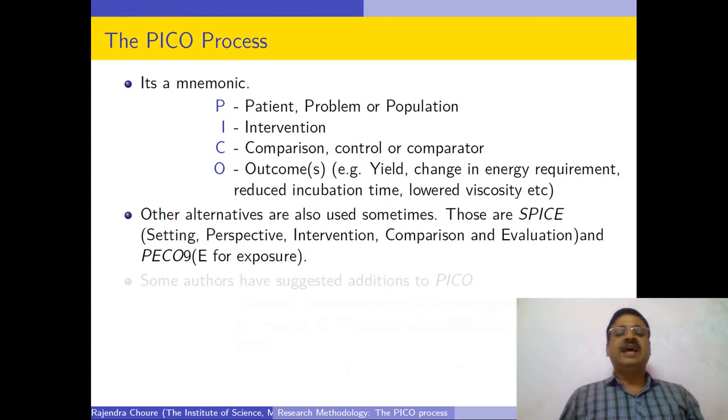Other alternatives are there to this, and those are SPICE, that is setting, perspective, intervention, comparison and evaluation, and PECO, where E is for exposure, but other things are similar to PICO. These other alternative frameworks will provide you a suitable thinking base to start your literature search or to explore further to get sufficient literature.